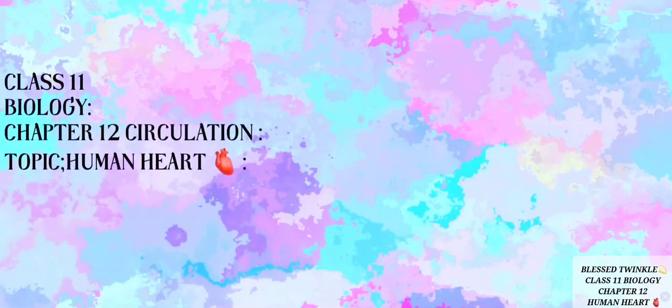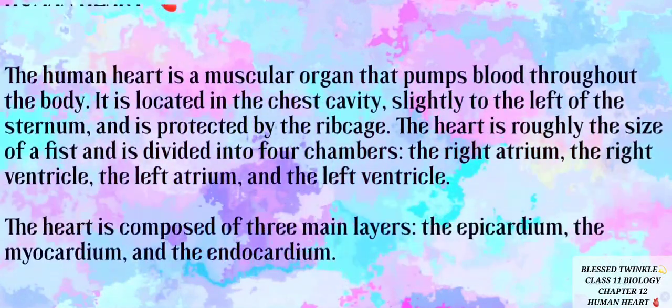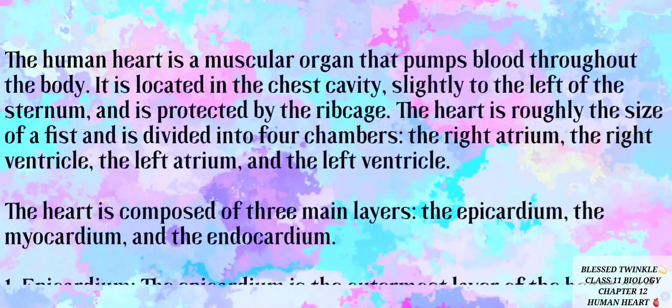So moving on with the human heart. The human heart is a muscular organ that pumps blood throughout the body. It is located in the chest cavity, slightly to the left of the sternum, and is protected by the rib cage.